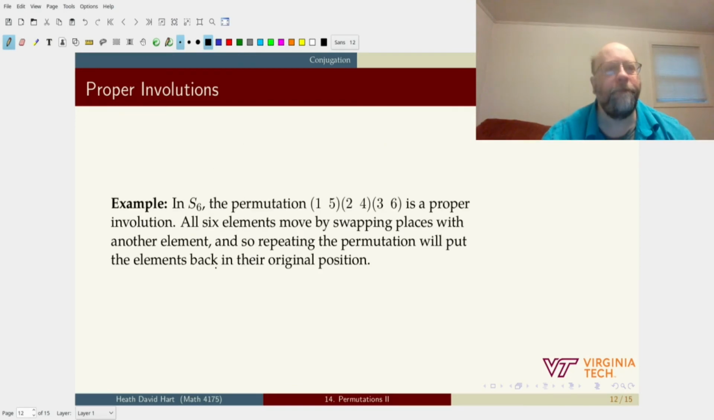Okay? So in S6, this is an example of a proper involution. 1 and 5 switch places, 2 and 4 switch places, 3 and 6 switch places. If I repeat the permutation, then 1 and 5 switch back, 2 and 4 switch back, 3 and 6 switch back. So this is an example of a proper involution.